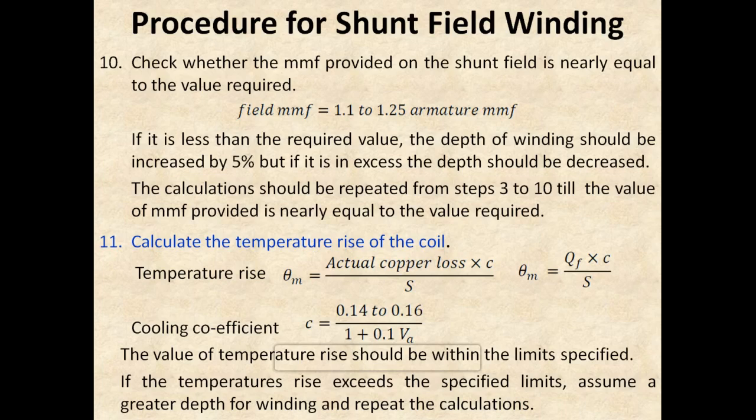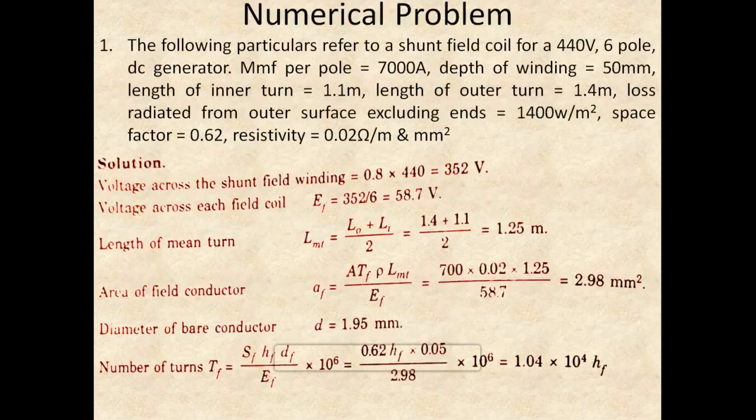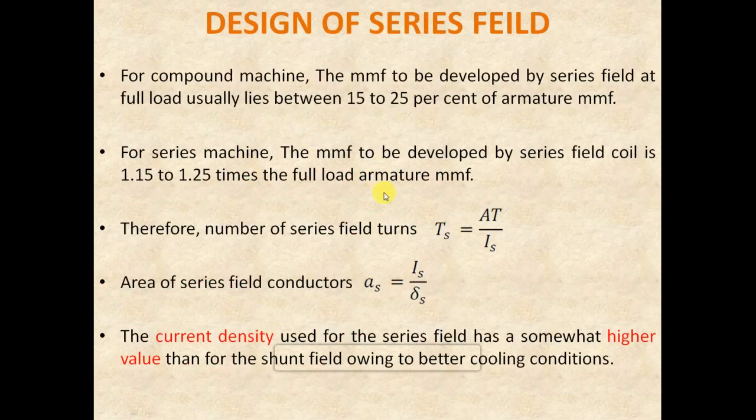Whereas in the case of a compound machine, the MMF to be produced by the series field winding is actually only 10 to 25% of the armature MMF. The remaining 100% will be formed by the shunt field MMF. So you must keep that particular point in your mind. This was the case only with the compound machine.